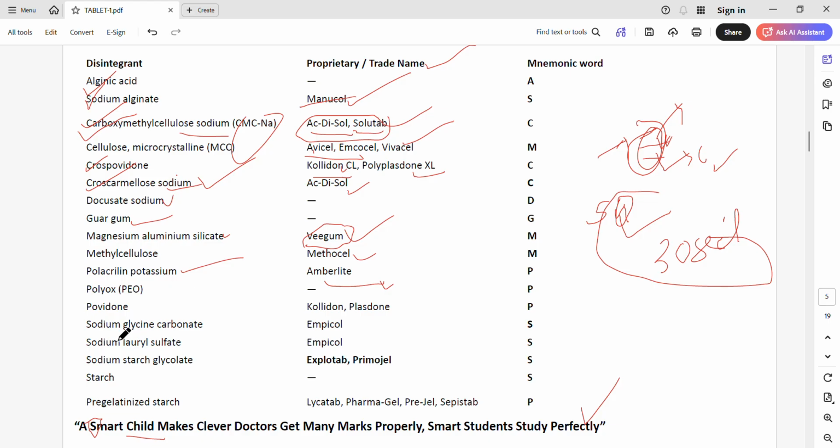Then sodium starch glycolate, which is Explotab, and pregelatinized starch, which is Primogel. Starch, which is Sta-Rx, and Pharmagel, which is Precell, and Sepistab.